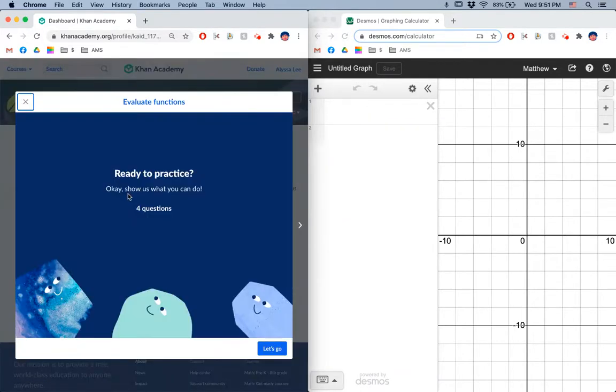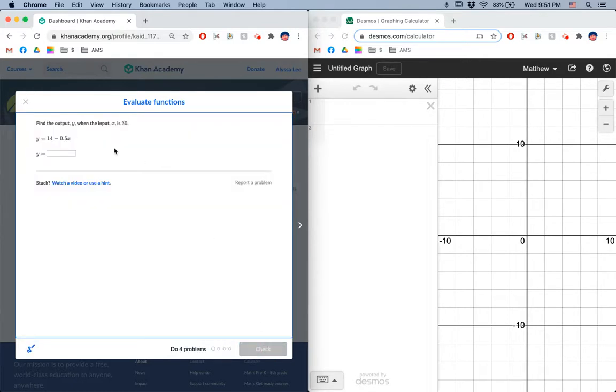All right. So the first exercise: evaluate functions. Directions say find the output y when the input x is 30. Okay, so fancy term for your x values are inputs. Fancy term for your y values are outputs. Okay, so inputs x, outputs y. So this is how this works.